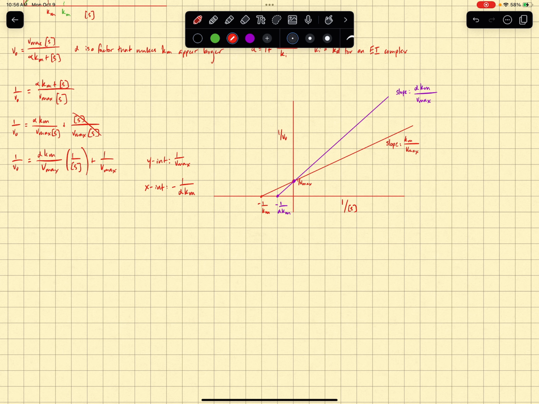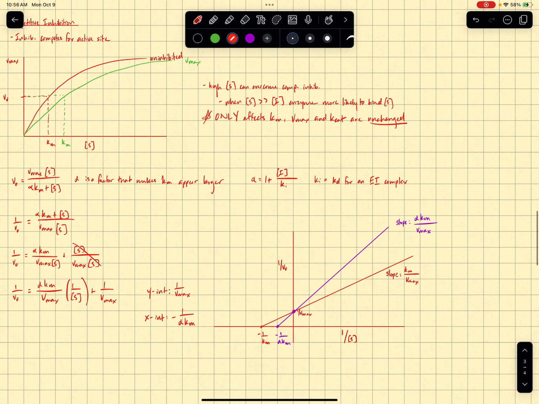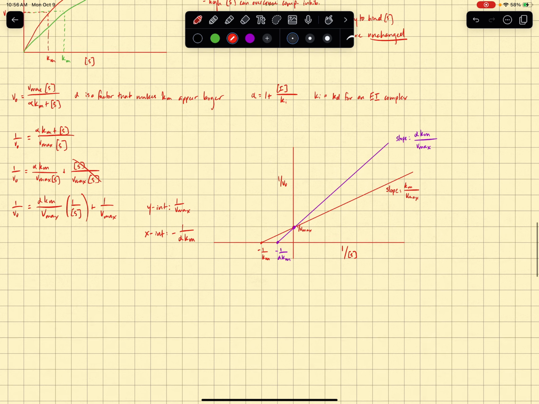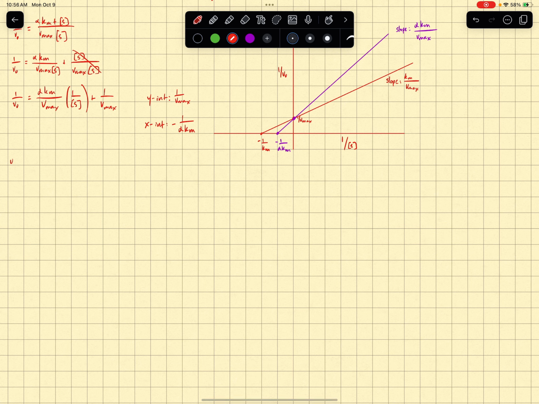Okay, now this competitive inhibition does not affect Vmax, but some types of inhibitors can. And so uncompetitive inhibition is one of those examples. For uncompetitive inhibition, the inhibitor binds to the enzyme substrate complex. And we usually see this with multi-substrate reactions.